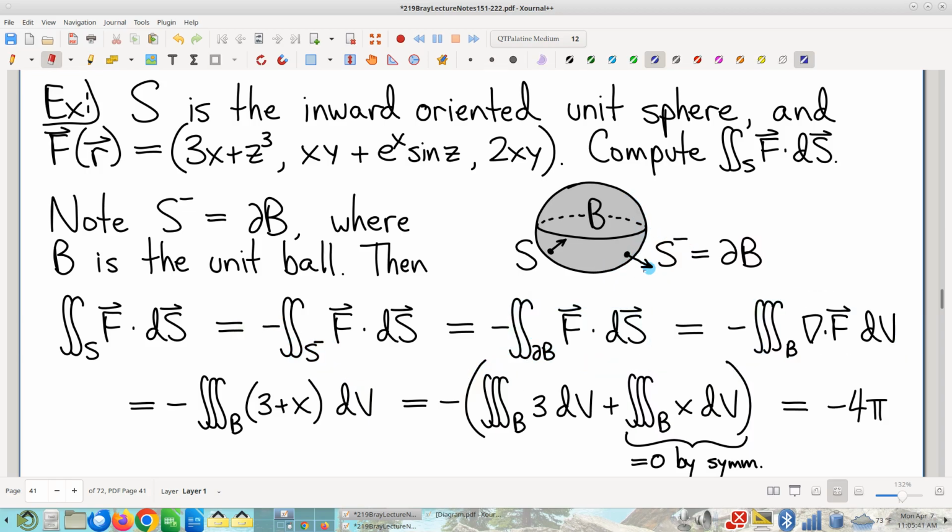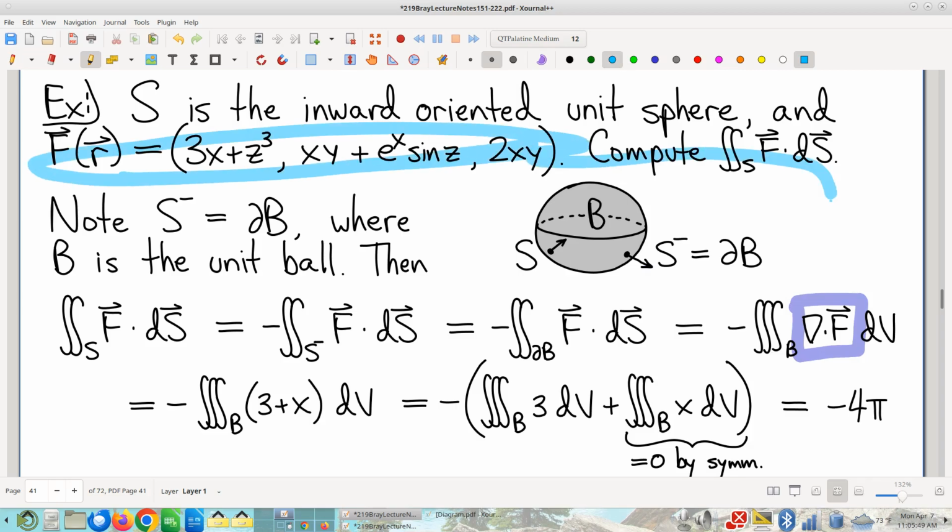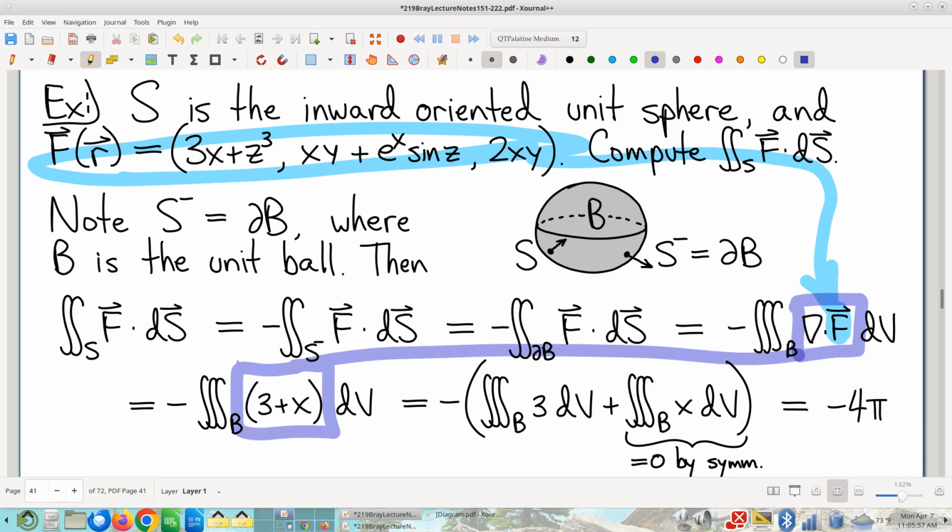And let's see. Oh, whoopsie, I didn't mean to do that. I am apparently going to need to understand the divergence. Okay, so I've got to take my vector field. I've got to compute that divergence. Works out really nicely.